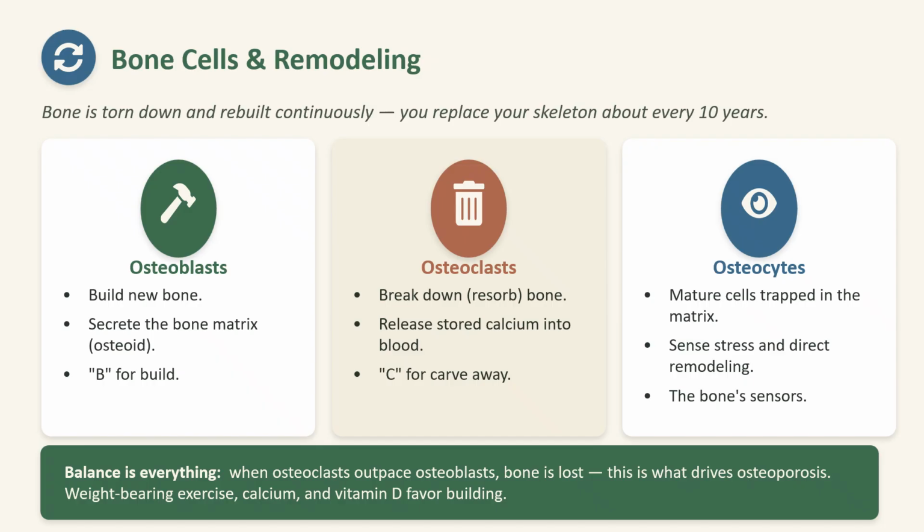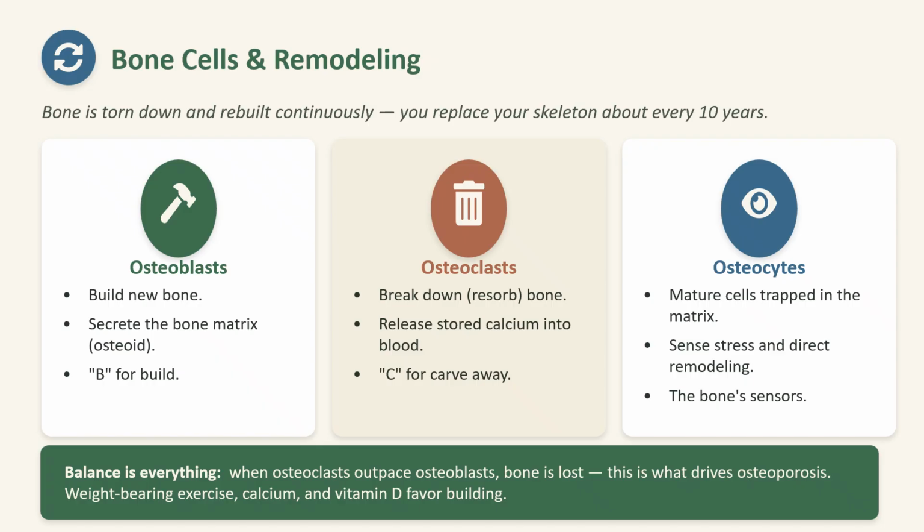Osteoclasts break down bone. The process is called resorption. They dissolve the matrix and crucially release the stored calcium into the bloodstream. C for clast, C for carve away. This is how the body withdraws from the calcium bank when blood levels drop.